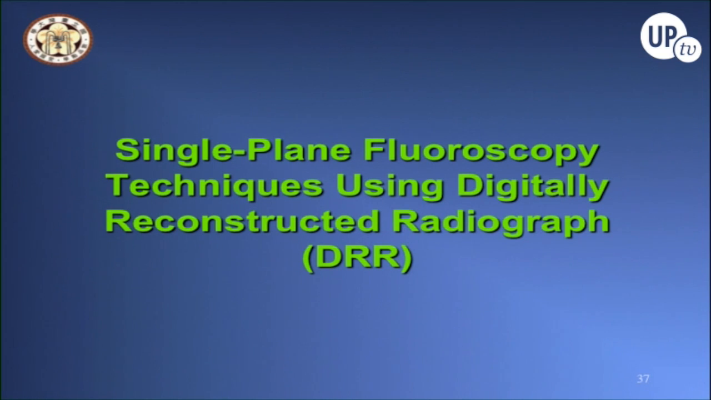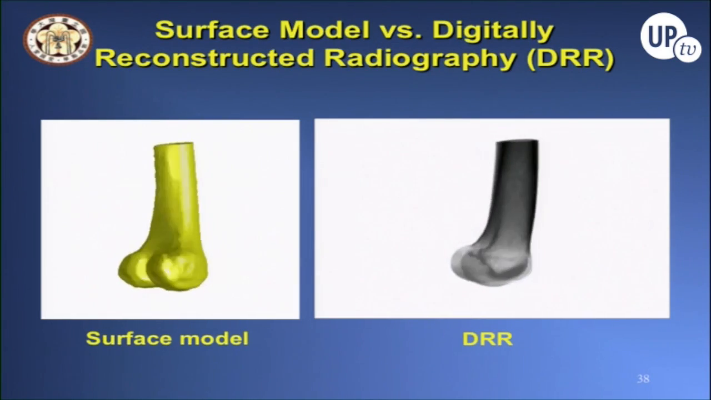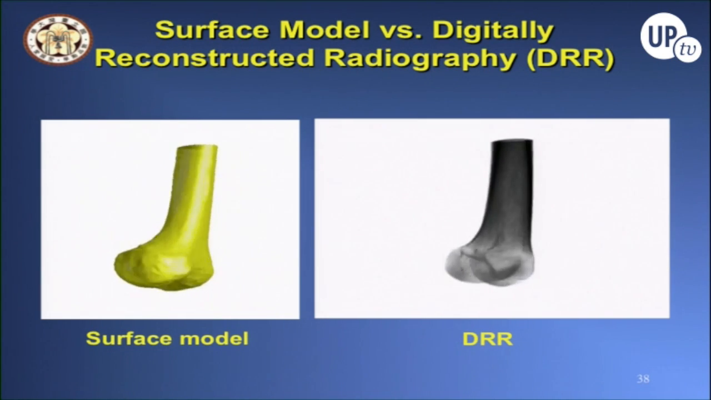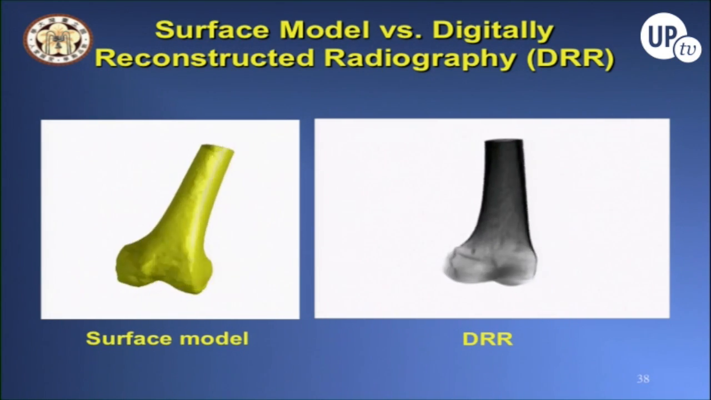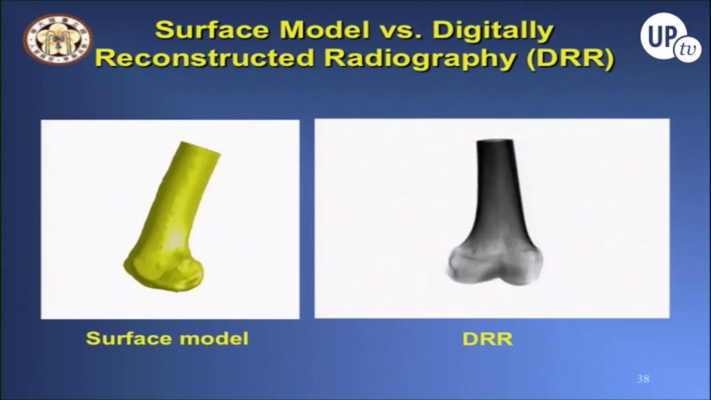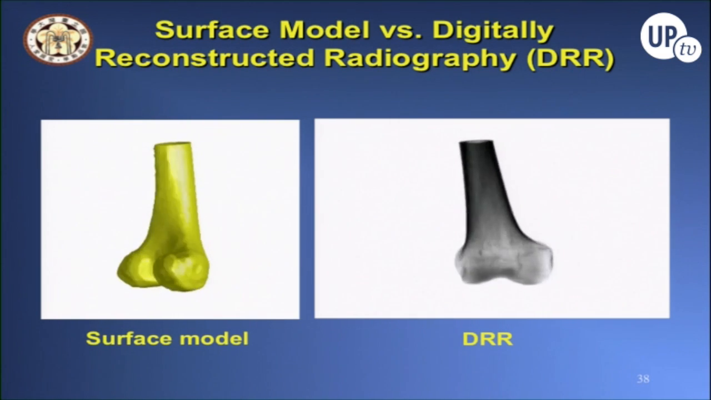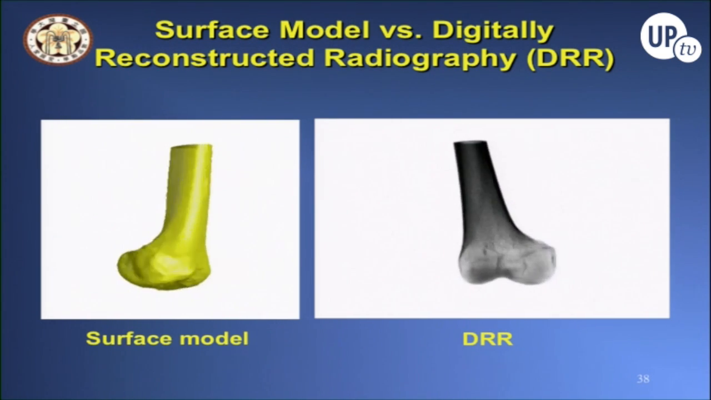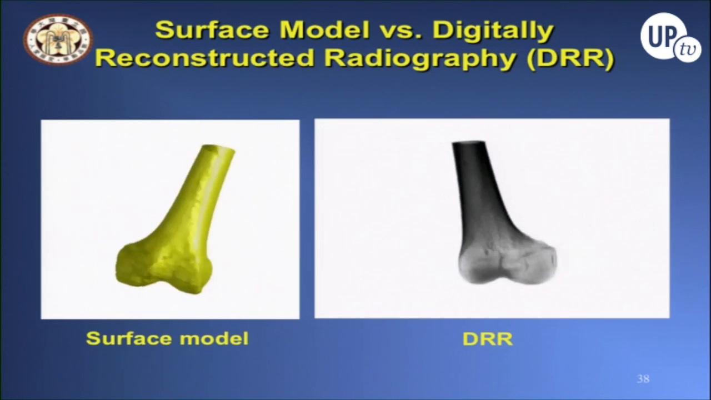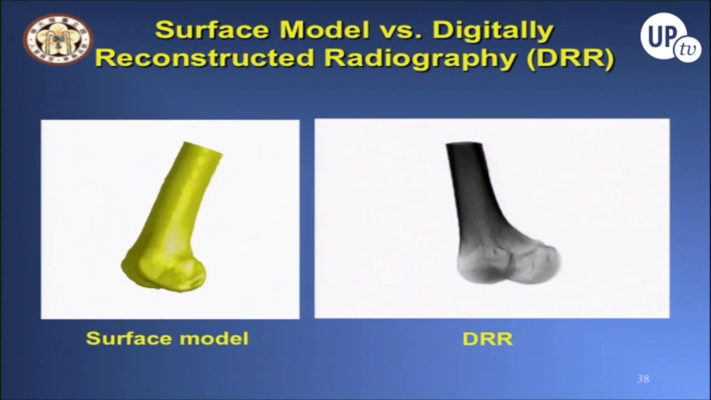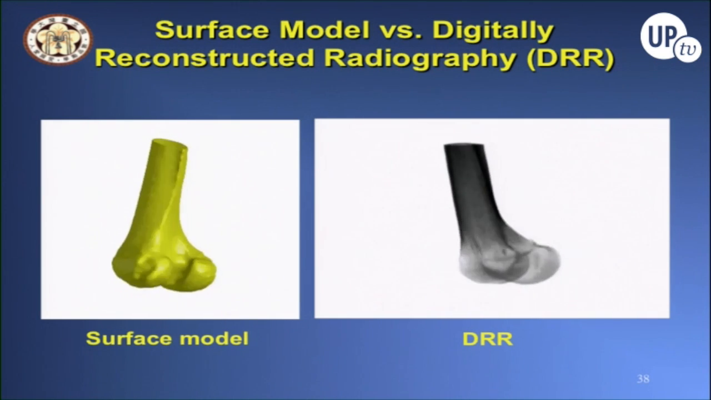So we approached this problem by developing a single plane fluoroscopy technique using so-called digitally reconstructed radiograph, DRR in short. On the left is a surface model of the femur. On the right is actually a projection of the CT data of the femur. And the bone is rotating in space, and each instance is actually a digitally reconstructed radiograph. I just played it in sequence. So you can see how the femur rotates, and you can see how the internal structures of the femur are represented on this image. And this is called a DRR.